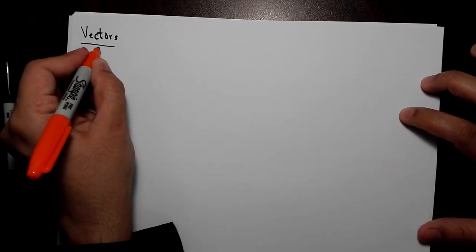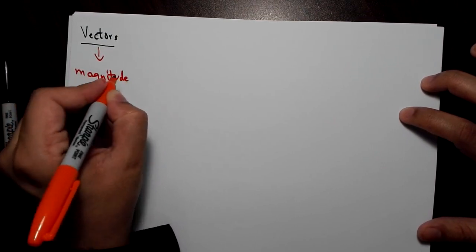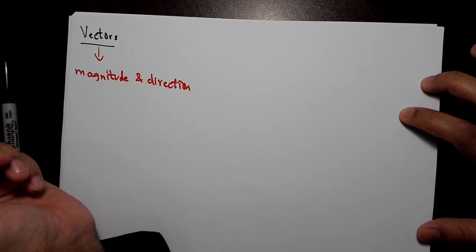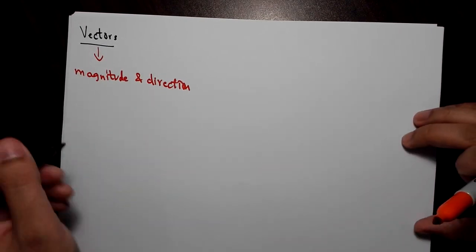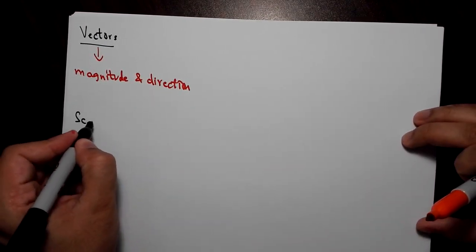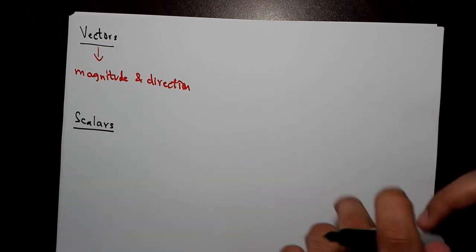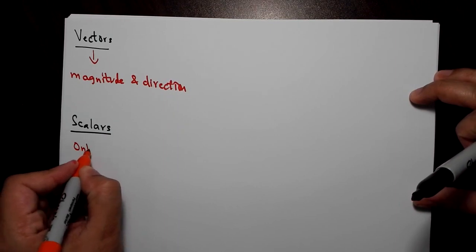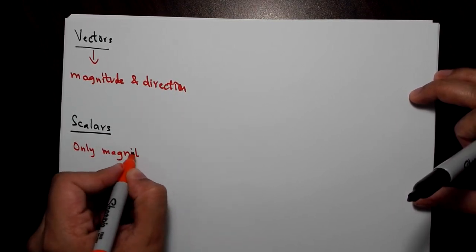So vectors are quantities that have both magnitude and direction, okay? And scalars are quantities that have only magnitude, okay? So scalars have only magnitude. By magnitude we mean just a number, right?